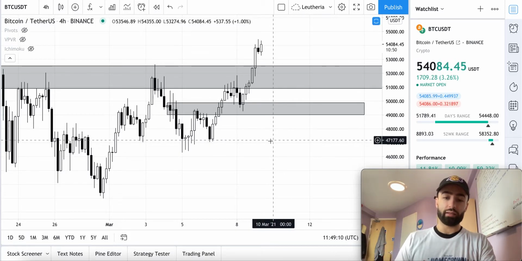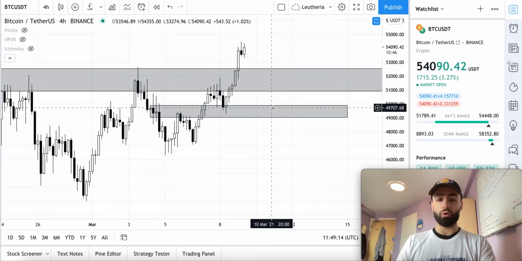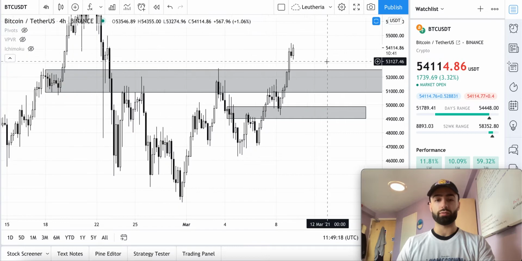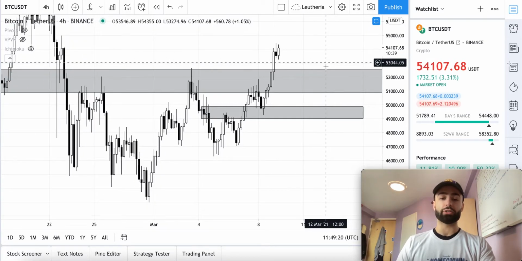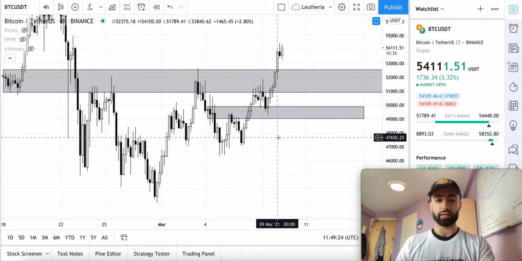So let's look at this trade right here that has since gone up over 9% since entry over the course of about a day. So a very nice trade here on Bitcoin, and let's look at why this was the case.